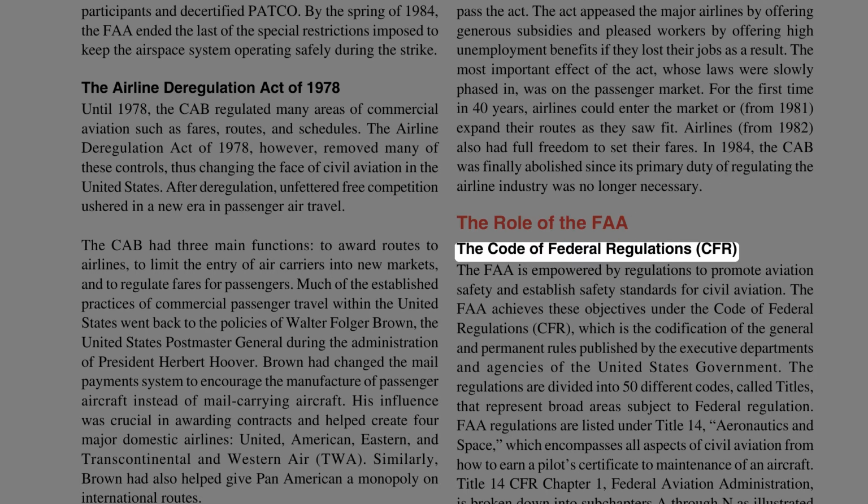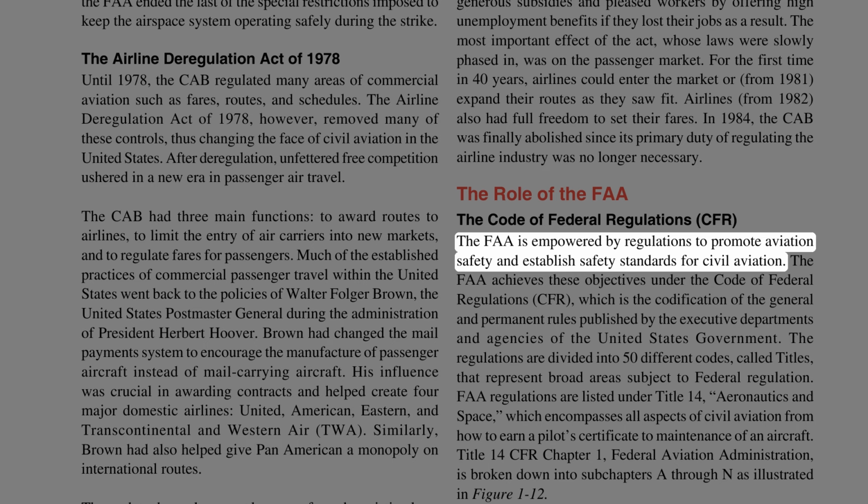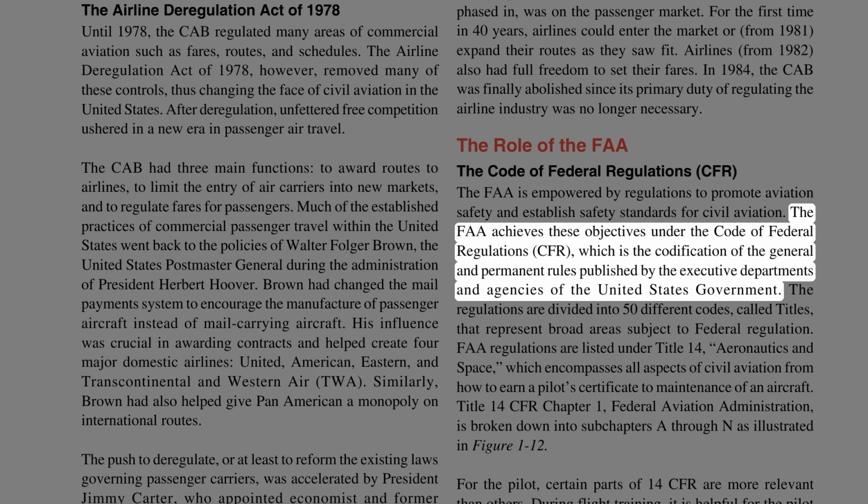The role of the FAA. The Code of Federal Regulations (CFR). The FAA is empowered by regulations to promote aviation safety and establish safety standards for civil aviation. The FAA achieves these objectives under the Code of Federal Regulations, CFR, which is the codification of the general and permanent rules published by the executive departments and agencies of the United States government.